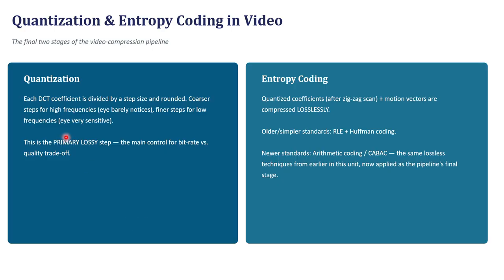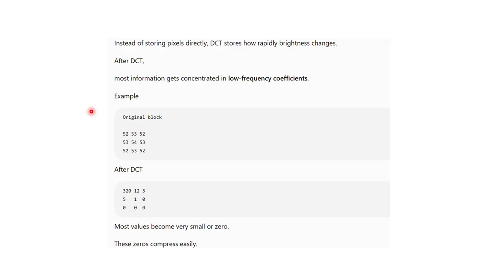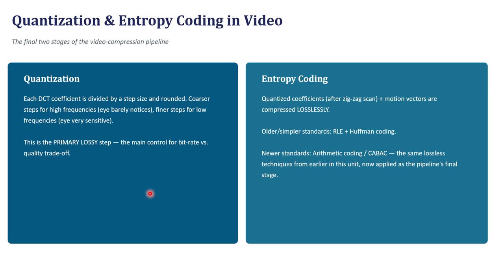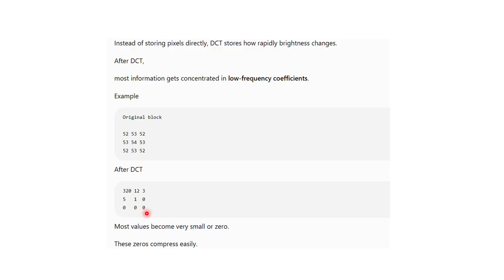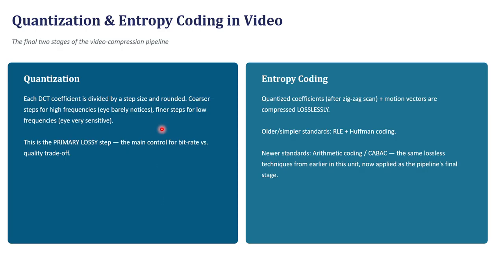The next step is quantization and entropy encoding. Quantization means each DCT coefficient is divided by a step size and then rounded off. Let's say I divide everything by 10 and round it off. Now all those values become smaller, but sometimes there might be a loss of information in this quantization step. Then I perform entropy encoding, where the quantized coefficients plus the motion vectors are compressed. They can be compressed using RLE plus Huffman coding or other methods.